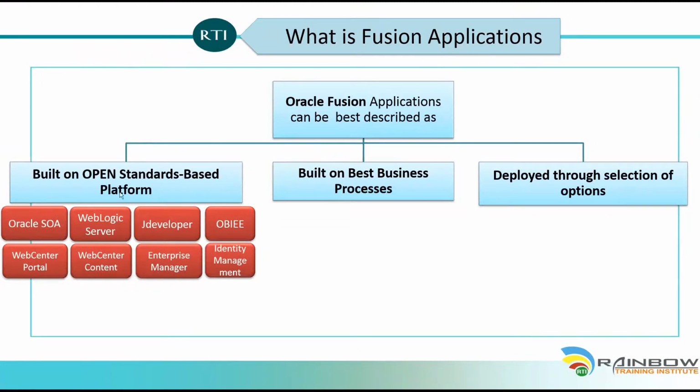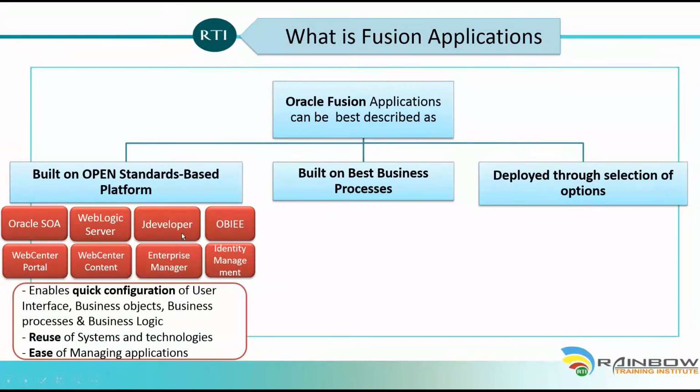So every component has its own features, and all these things are together available in the Fusion middleware, and all the Fusion applications are built on top of it. And that is the reason we were saying it is an open standards based platform, which helps us to typically enable quick configuration of any kind of user interface, any business processes, or to create any business objects and business logic. Basically, you can do quick configuration.